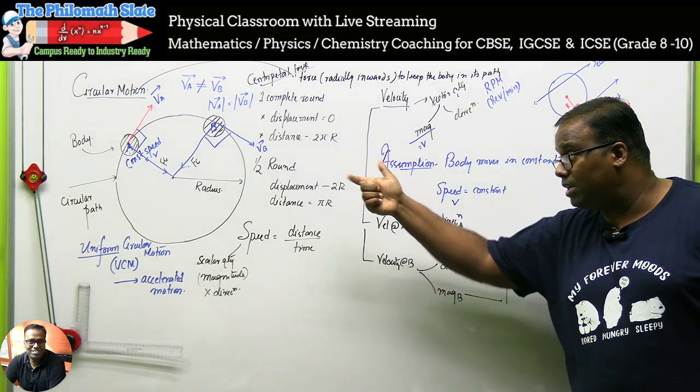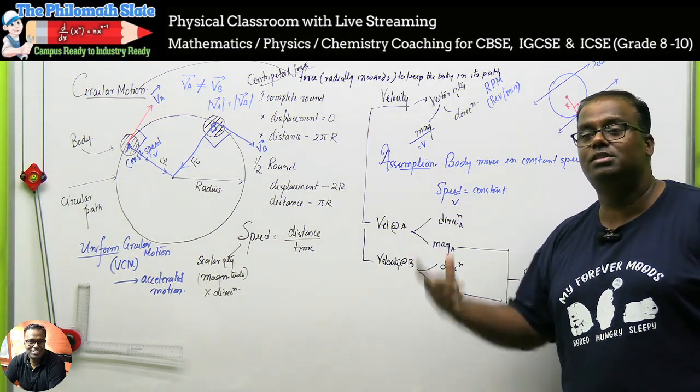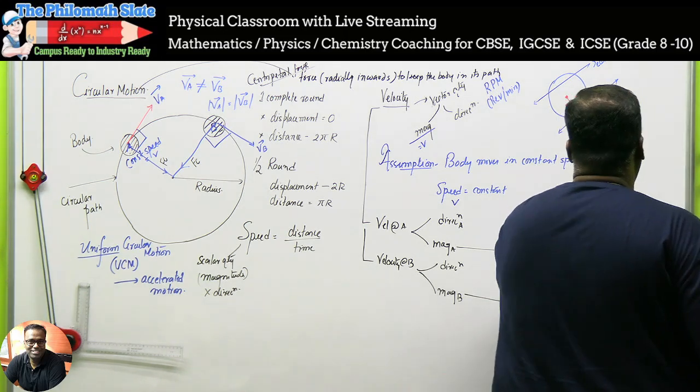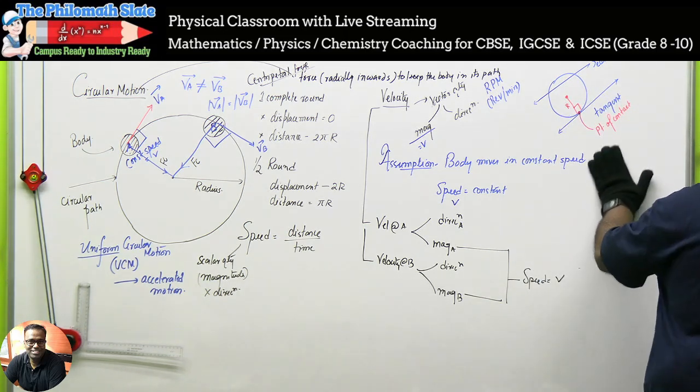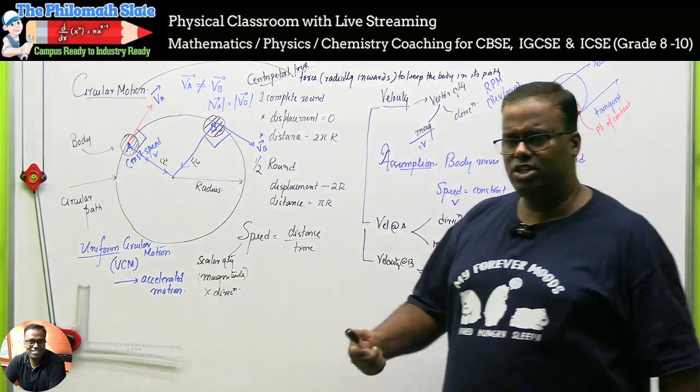In case of atom, nucleus and the electrons, centripetal force is given by the electrostatic force of attraction. In case of heavenly bodies moving around the sun, the centripetal force is given by the gravitational force. Tension, you know, right?